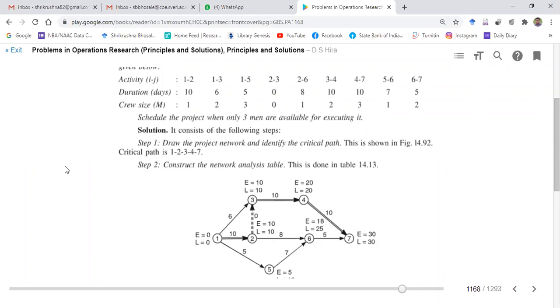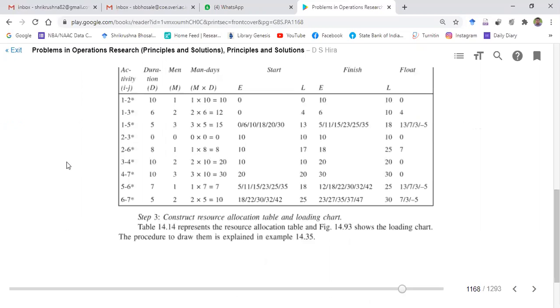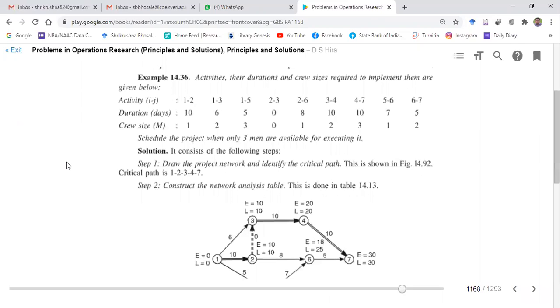So I thought that this is not new to you. For the last many days we have been learning the same thing, we are experiencing the same thing. Is it right? So that part I'm not talking about. Whatever this crew size is, three men are available and different crew sizes are there, how this should be allocated, we are just concentrating on that side.